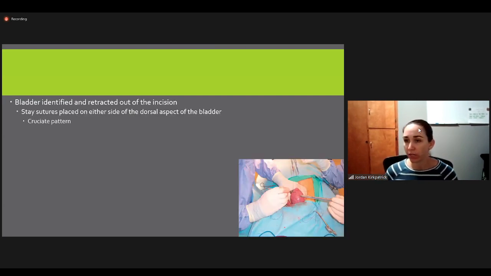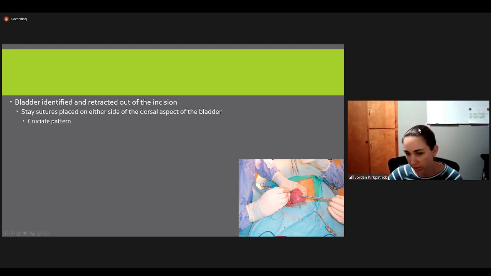Once you get into the abdomen, you identify the bladder and retract it out of the incision. And then you put stay sutures on either side of the bladder to keep it out for the procedure. I always use a cruciate pattern instead of just doing an interrupted. The reason I like cruciates is it distributes the force a little bit more around the bladder, so it's not so isolated in one area.